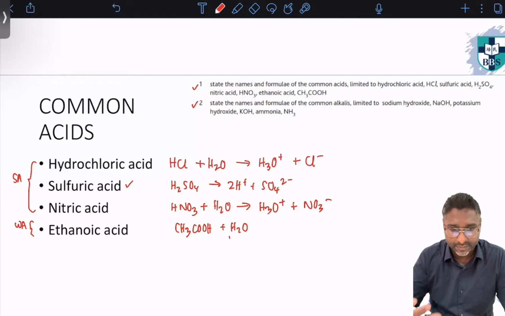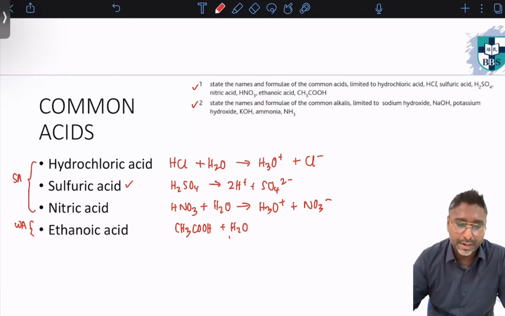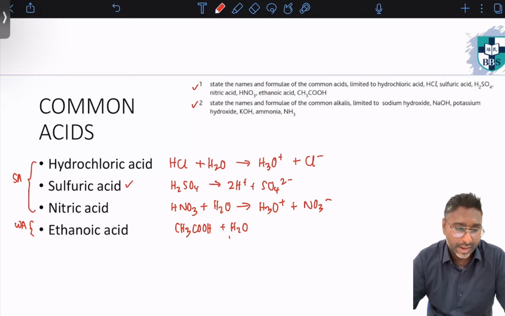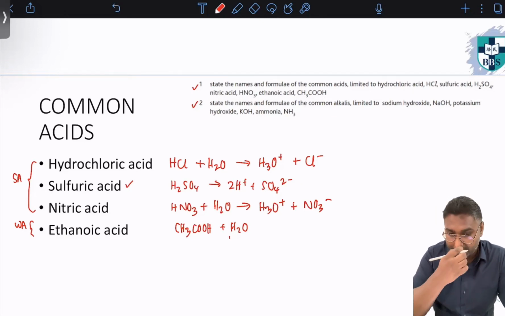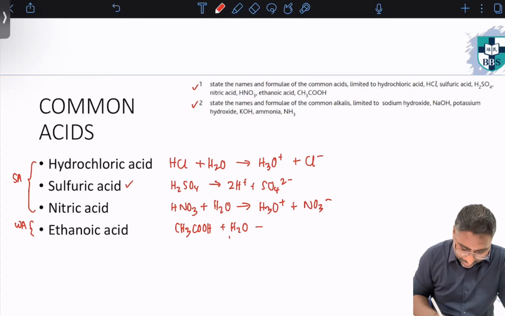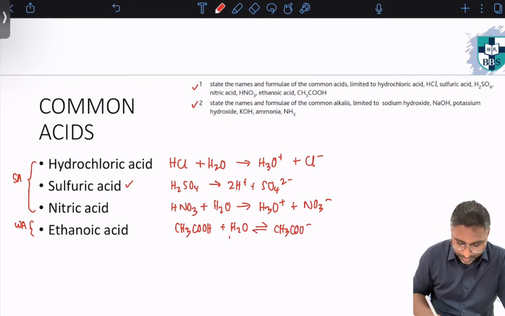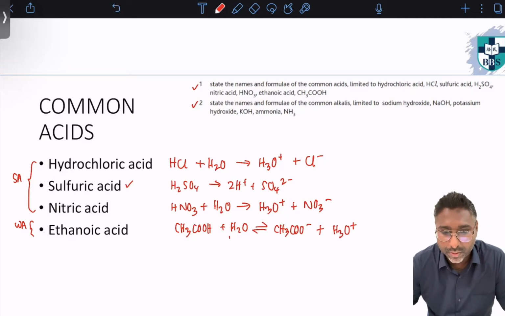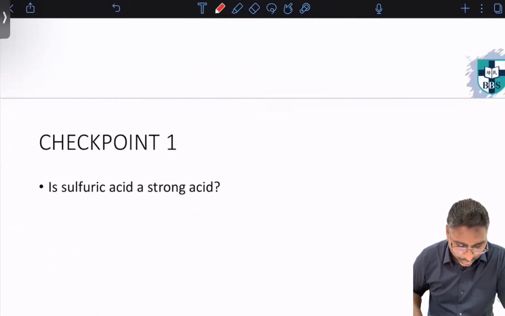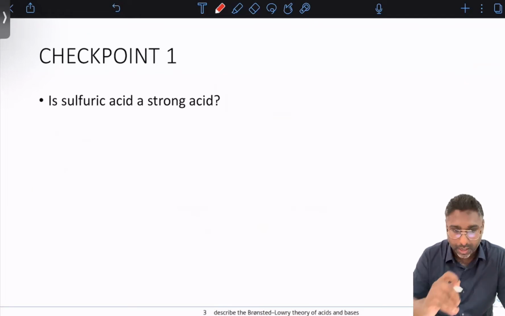So organic acids are going to be weak acids, mineral acids are going to be strong acids. What is a mineral acid? A mineral acid is anything that does not have carbon and hydrogen. An organic acid has carbon and hydrogen. So here they are going to have a reversible sign, and you will have CH3COO minus, the ethanoate ion, plus H3O plus, the hydroxonium ion. Quite simple.